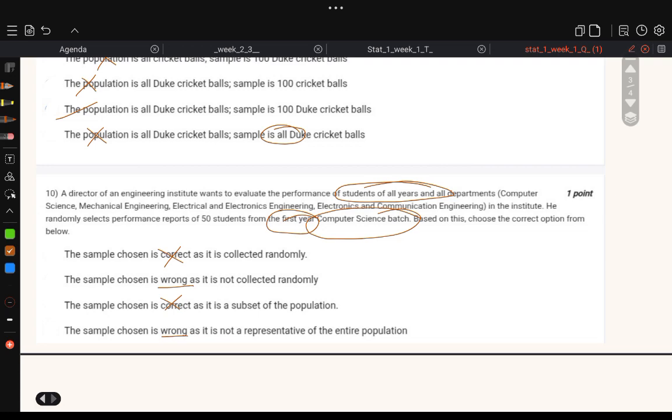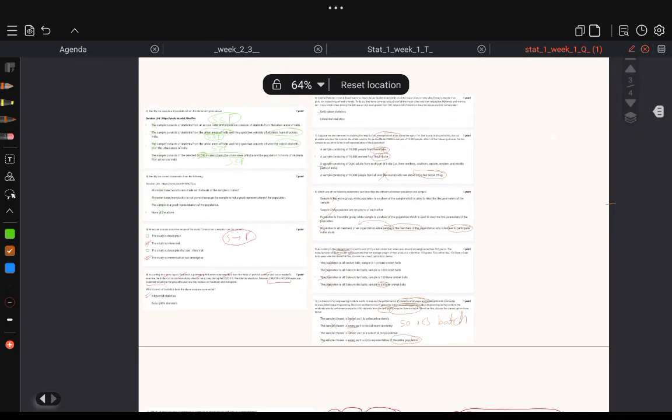So what is the option? In your opinion, it is the fourth option as it is not representing the entire population. It should be our first priority. It is not collected randomly. In fact, consider that by random chance, all the 50 students are from the computer science batch, the CS batch. Is this sample right? It is wrong. So it would not be completely collected randomly in the first place. So it is also wrong. It should represent the entire population. That should be the right case. So we are done with the questions, I guess.